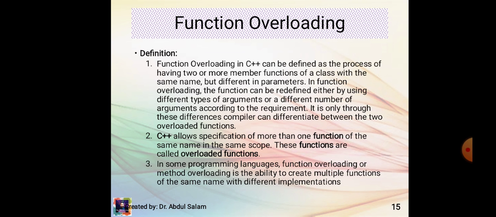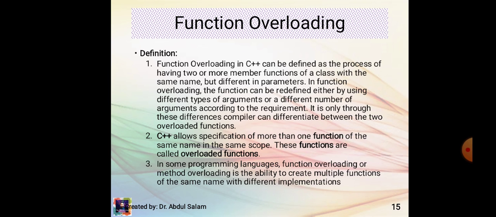Function overloading. Function overloading in C++ can be defined as the process of having two or more member functions of a class with the same name but different in parameters. In function overloading, the function can be redefined either by using different types of arguments or a different number of arguments according to the requirement. It is only through these differences that the compiler can differentiate between the two overloaded functions.